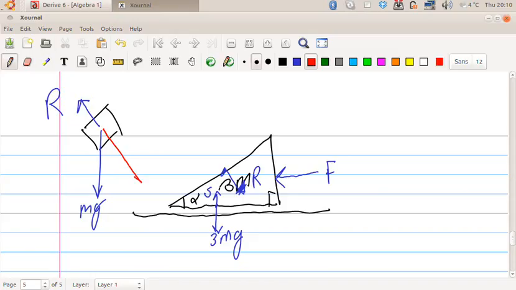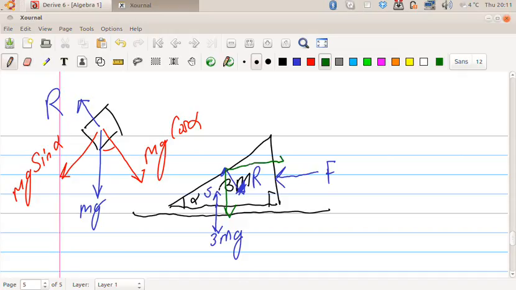And if you like, you can break this up here as well into the two components. Now, if this is alpha, then it makes this one the alpha, which makes this one mg cos alpha, and this one here is mg sine alpha. And I haven't done it on this diagram. It's getting a bit cluttered, but you can do the same thing here to break it up. Now, if that's alpha there, then I think that makes this one the alpha here.